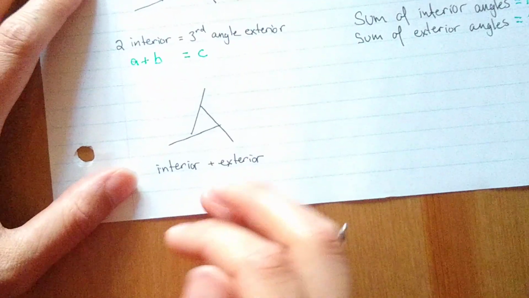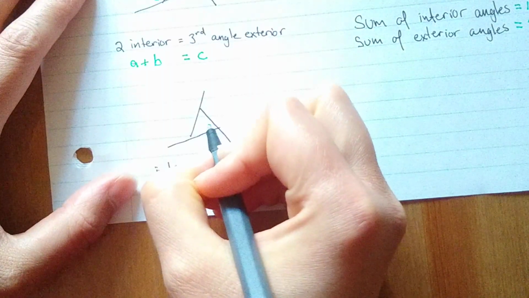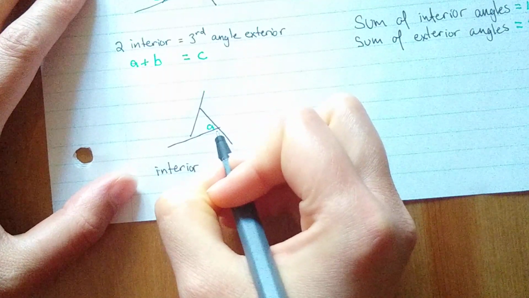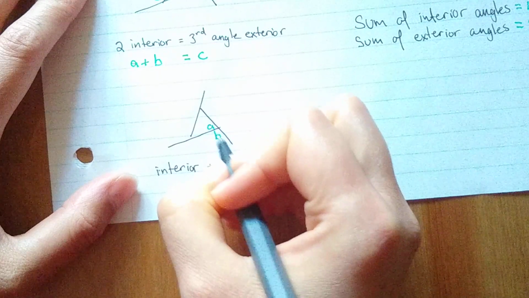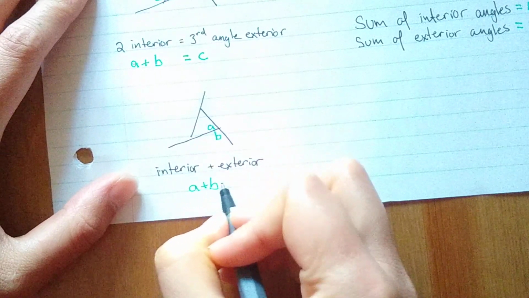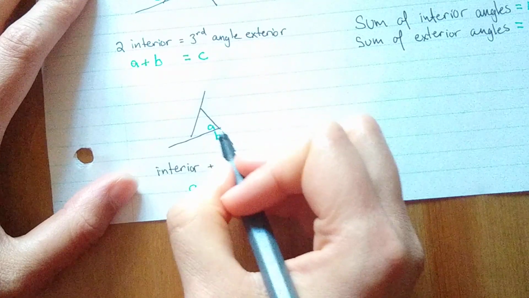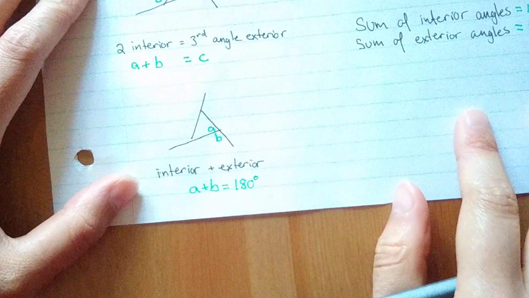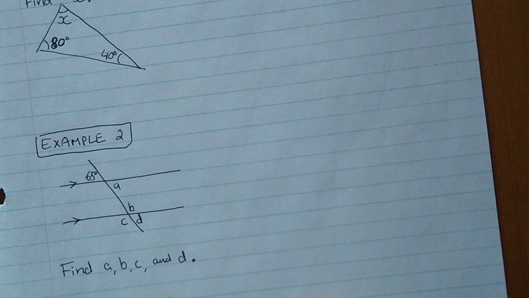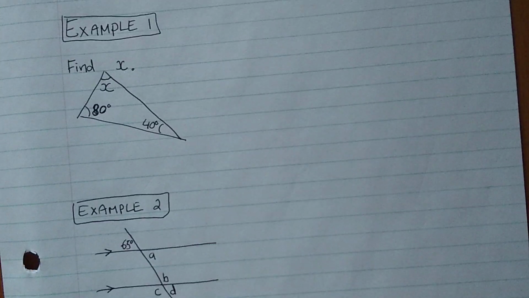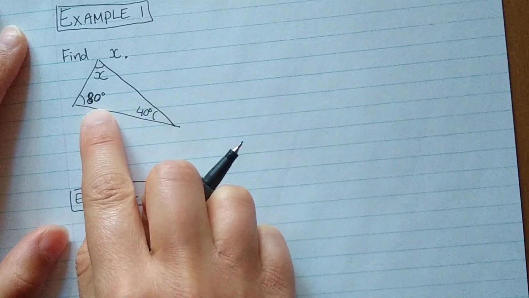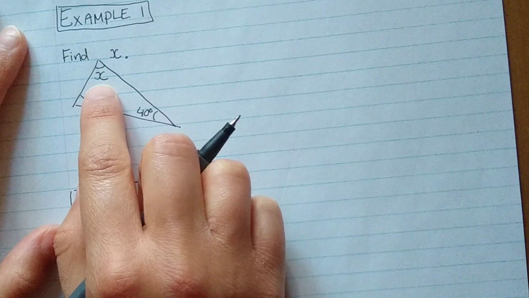And lastly, if you take any interior angle and you add it to its corresponding exterior angle, you will get 180 degrees. Because this is a straight line here, so these two have to add together to make 180. So using these rules, let's solve a few problems. So we have this triangle here. This angle is 80 degrees, this is 40 degrees, and we're asked to find x.